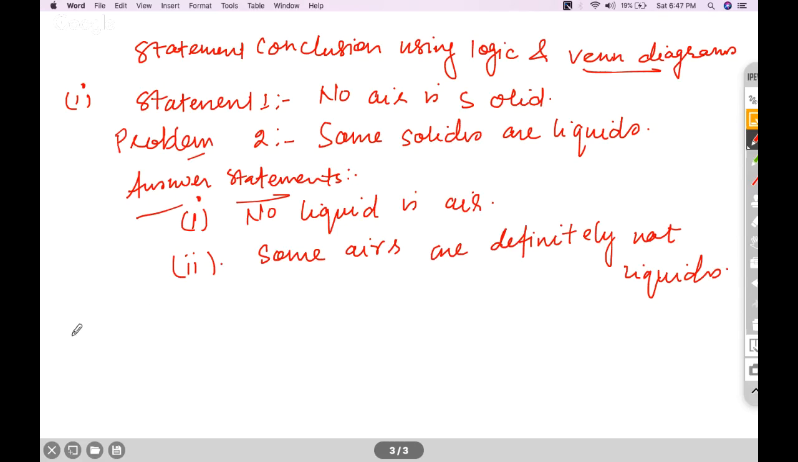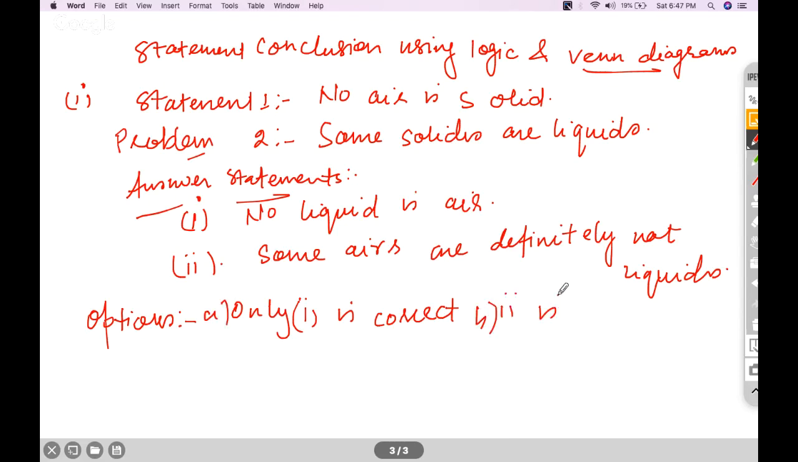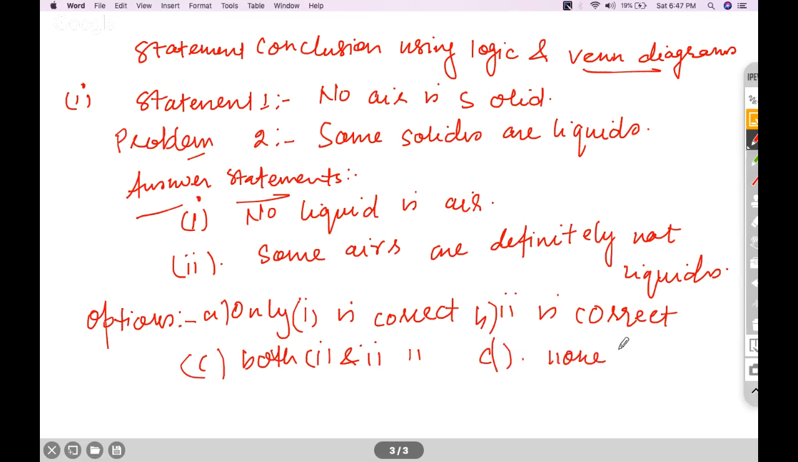You have to find out your answer. Your options are: only one is correct, option A; option B is two is correct; option C is both one and two correct; and option D is none of them are correct. So how do you solve these kinds of questions?